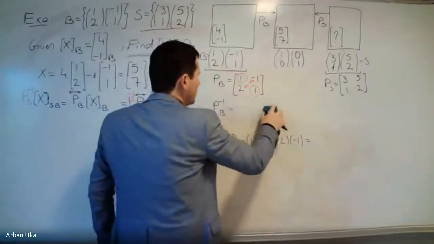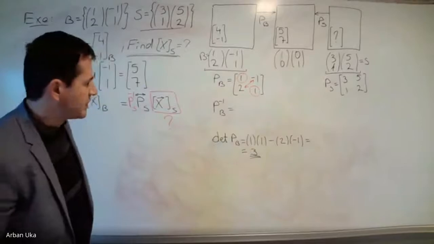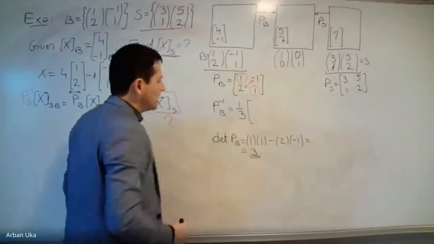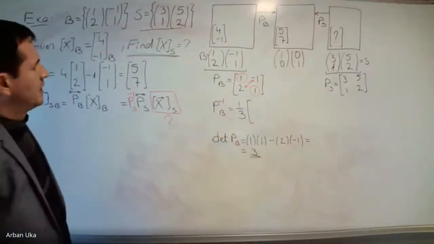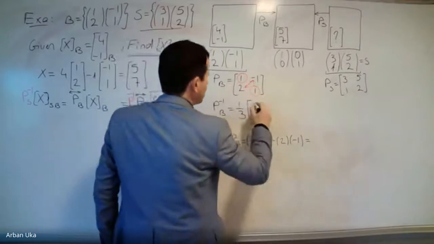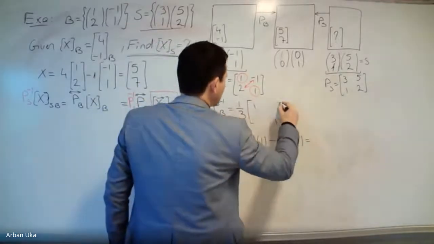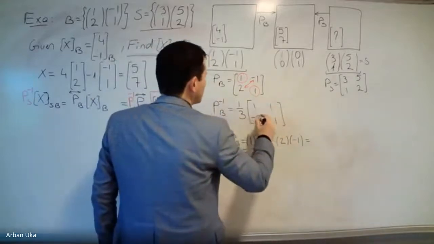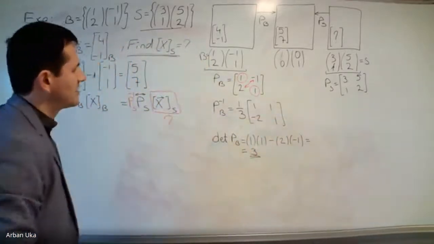Do you remember how we find the inverse of a 2 by 2 matrix? So this is going to be 1 over 3 times, I believe we interchange these numbers. Can you correct me if I'm wrong, because I often cannot memorize this. This becomes 1, this becomes minus 2. Is this correct?